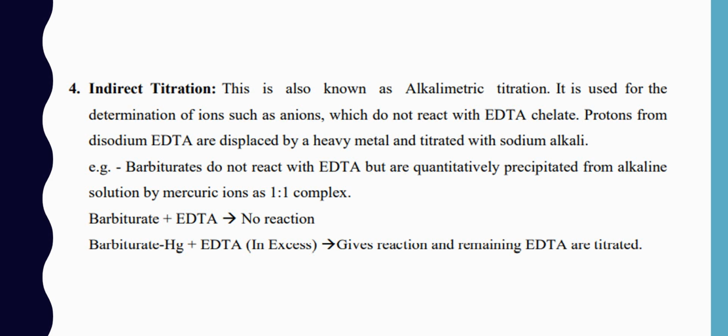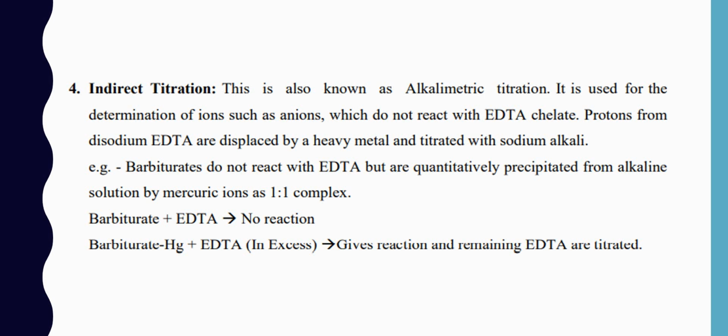Example is given: barbiturates do not react with EDTA but are quantitatively precipitated from alkaline solution by mercuric ion in a 1:1 complex. So barbiturate with EDTA, there is no reaction, but when we are complexing these barbiturates with metal ion and EDTA is used, then we can use this as a titration.